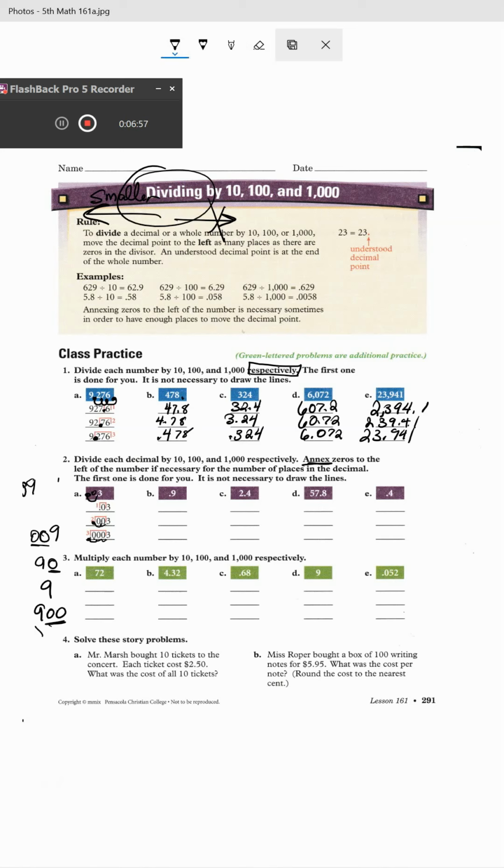Where were we? So 0.9, if I divide by 10, I have to move the decimal to the left one place. So that leaves me a spot to put a 0.